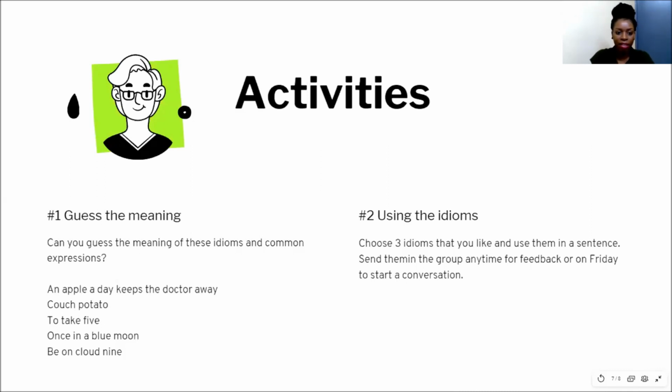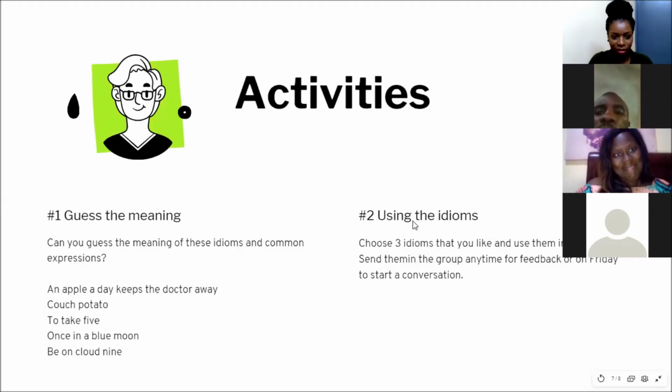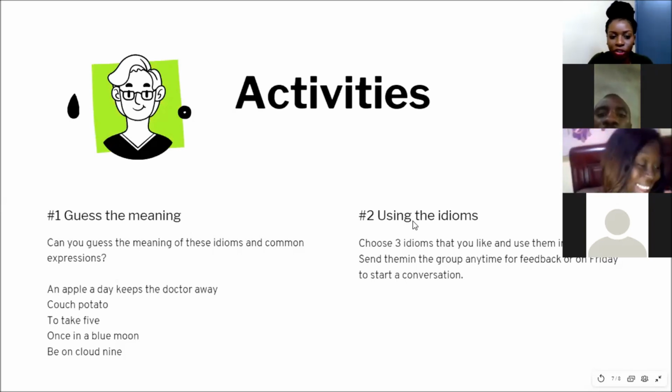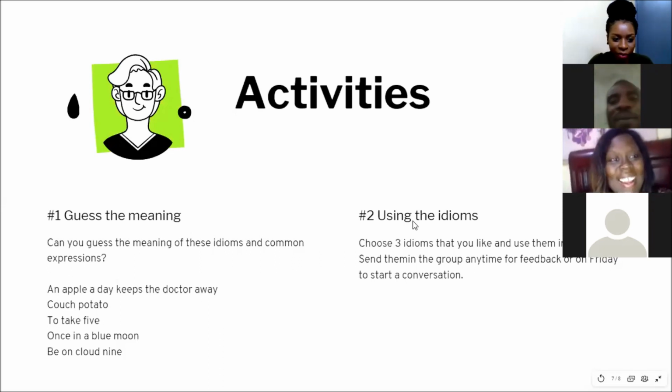So who has an idea of what these things mean? Who wants to try to guess what it means? Guys, come on, try. Or you can choose another one. You can choose another one. Vous pouvez choisir n'importe laquelle.